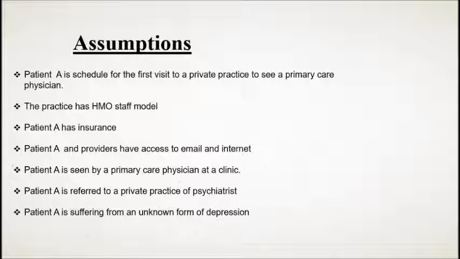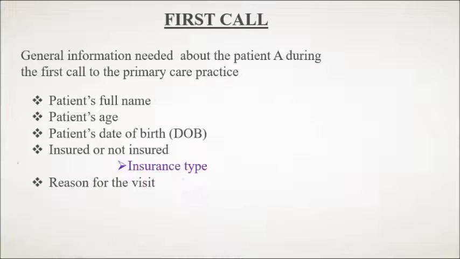Assumption. In this scenario, the patient's name is Patient A. Patient A is scheduled for the first visit to a private practice to see a primary care physician. The practice has an HMO staff model. Patient A has insurance. Patient A and providers have access to email and internet. Patient A is seen by a primary care physician at a clinic. Patient A is referred to a private practice psychiatrist. Patient A is suffering from an unknown form of depression.